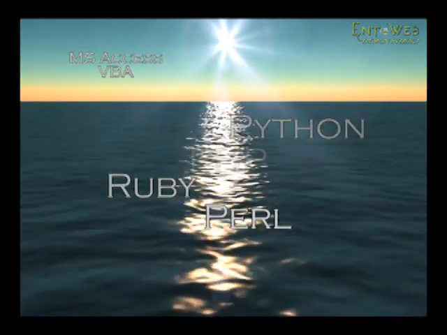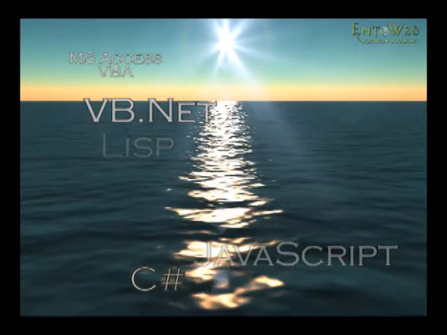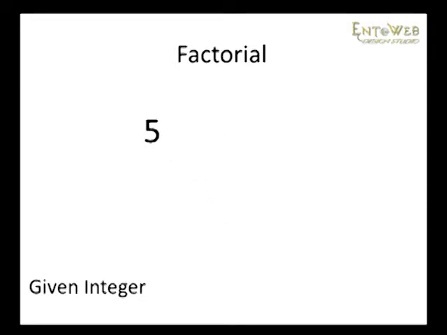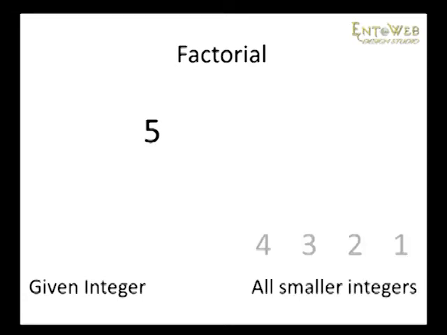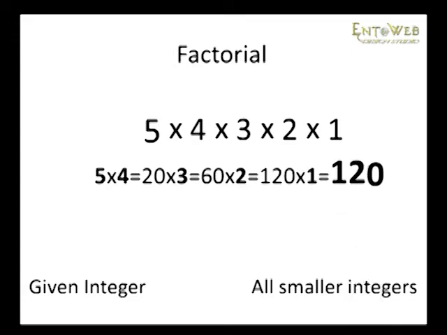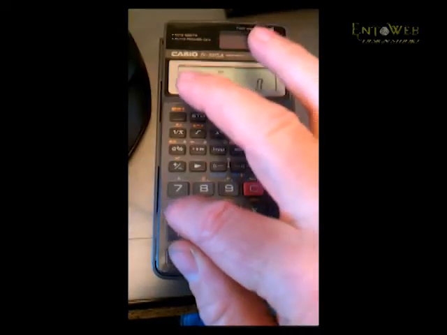I'll be describing how to create a function that returns the result of a factorial. A factorial is defined as the product of a given positive integer, in this case we're going to use the number 5, multiplied by all lesser positive integers. Now remember that an integer is a whole number, no decimals or fractions. All the positive integers or whole numbers less than 5 are 4, 3, 2, and 1. If we multiply them together, we'll get our result. 5 times 4 is 20, times 3 is 60, times 2 is 120, times 1 is still 120. So 5 factorial equals 120.